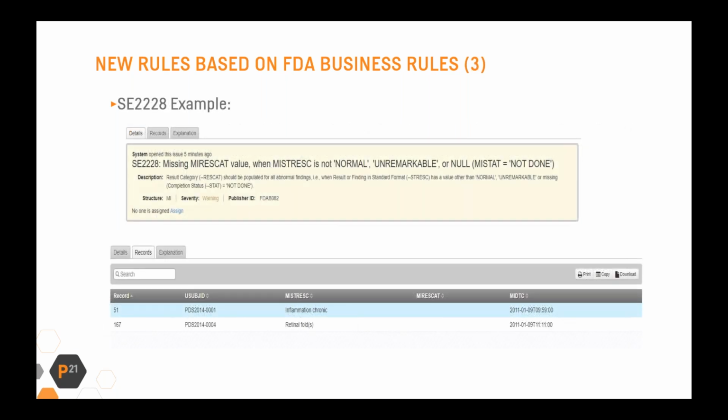So just to look at an example of SE2228, here is the rule message with the description. We have a publisher ID of FDA B82. Down at the bottom is our actual data, and you'll see here that we do not have a result of normal, unremarkable, or null, and we have a missing MI result category value.